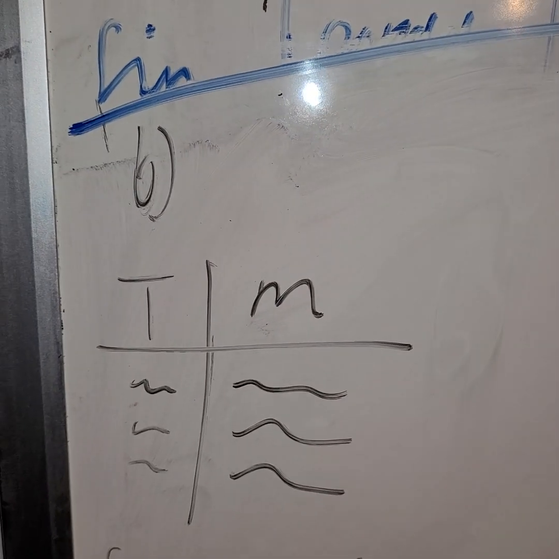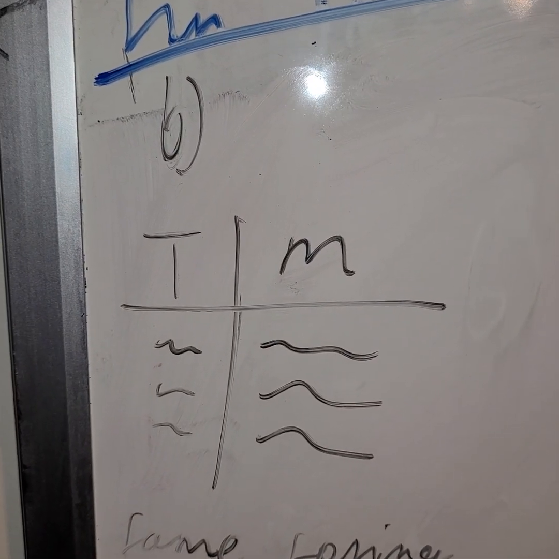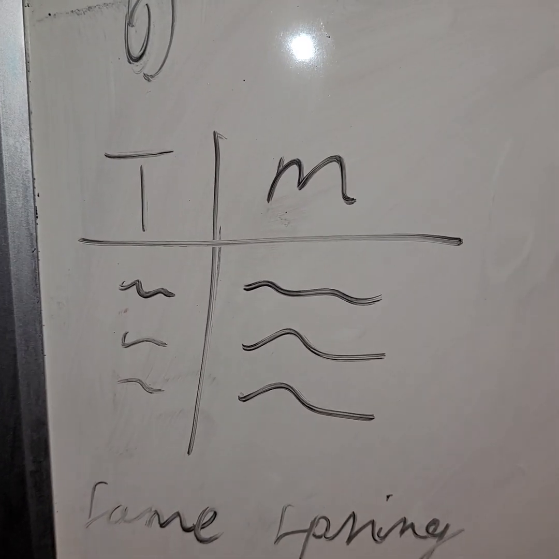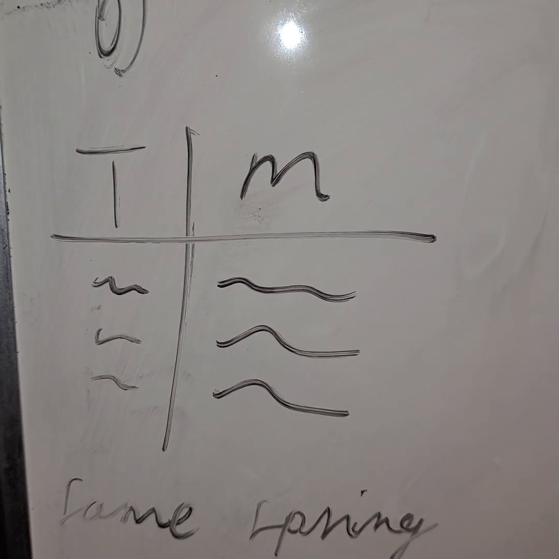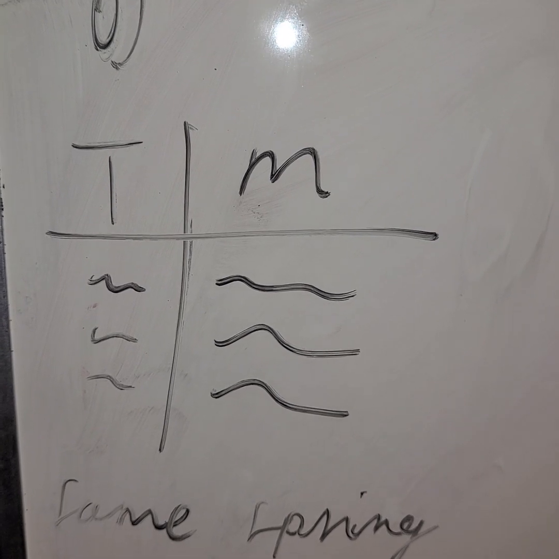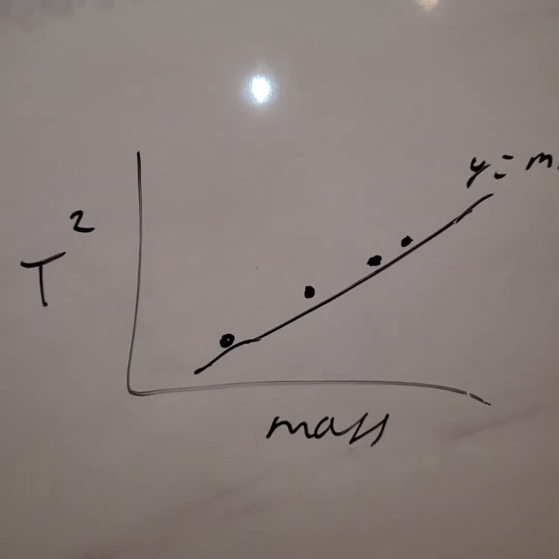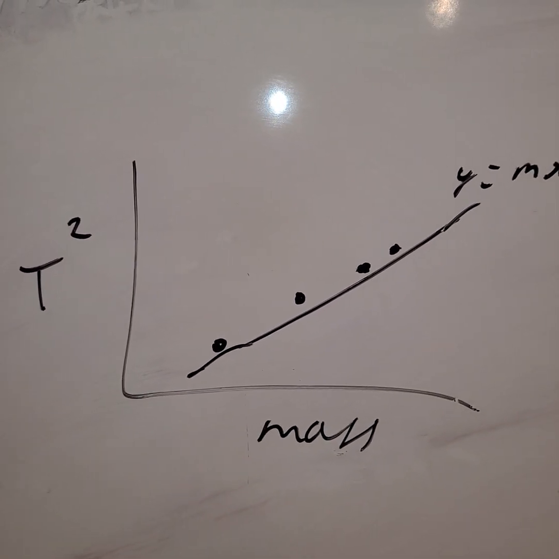This is some guidance for the simple harmonic motion experiment. By the end of the lab, you should have a table with T and M. T is your period and M is the mass. We're going to turn that into a graph like this. We're going to plot T squared against the mass, and you should end up with a line.